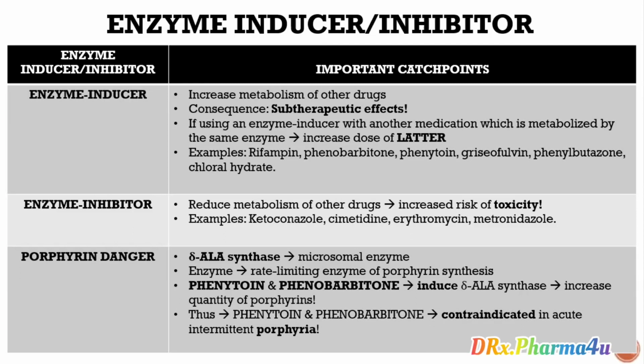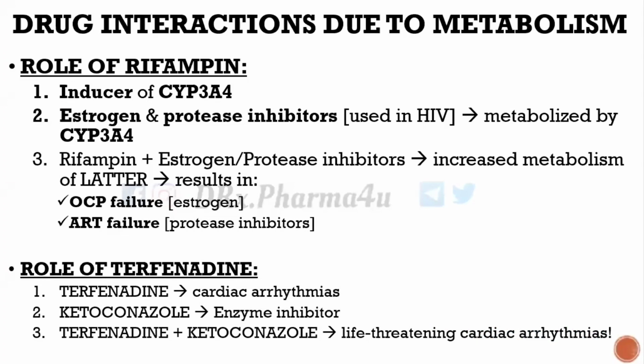So from here, we can derive a practical knowledge. For example, a patient is suffering from porphyria and they are having epilepsy as a comorbidity also. So obviously, phenytoin and phenobarbital are used as anti-epileptics. So there we should not use phenytoin and phenobarbital. We can switch over to other safer alternatives. So this is regarding enzyme induction and inhibition.